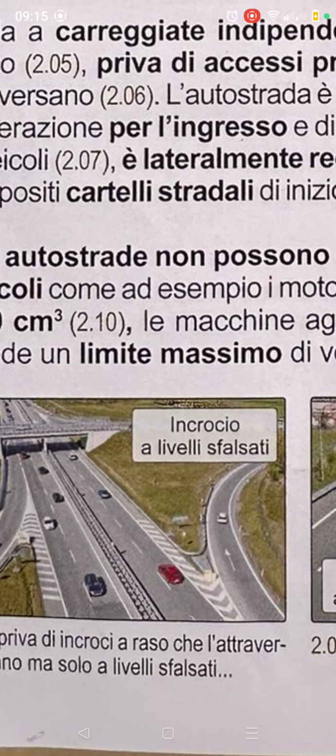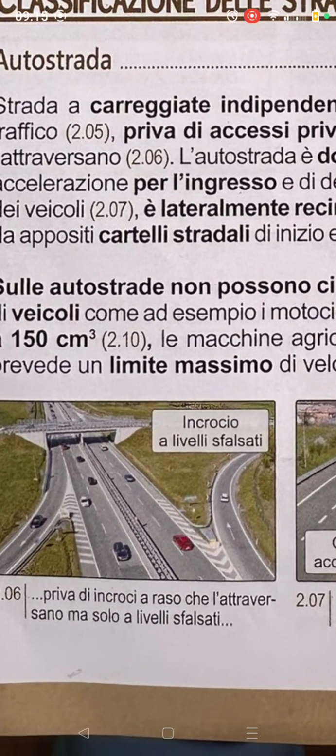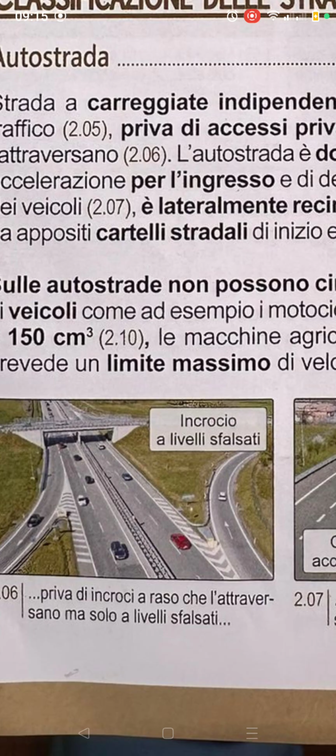So let's read what they wrote here. Privo di incroci a raso, che attraversano, ma solo a livelli sfalsati. So they are without junctions at low level, without low junctions that cross them, but they only have junctions of different levels. When you hear the words "ma solo a livelli sfalsati," they only have junctions of different levels.